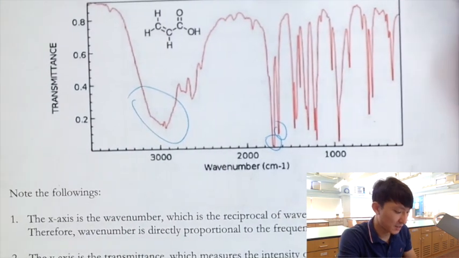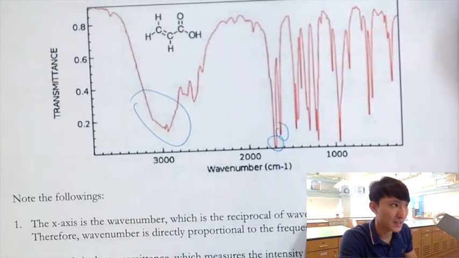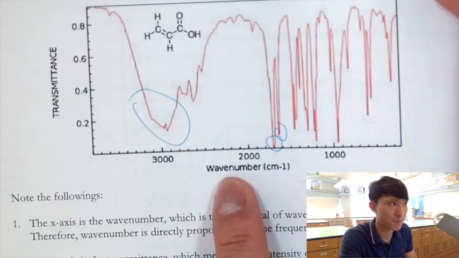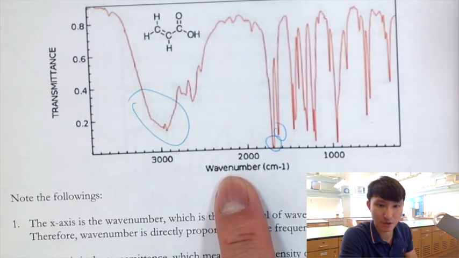Now, weird point number two is the x-axis. This one we call wave number. Now what do you mean by wave number?